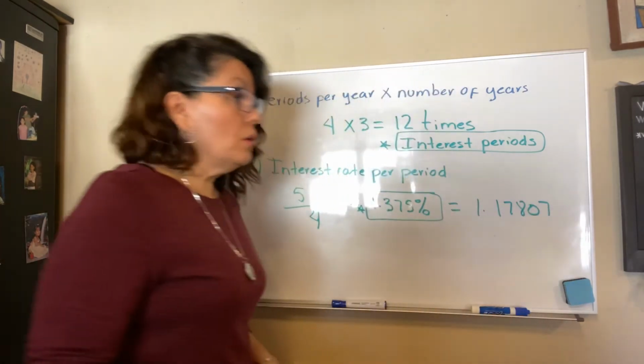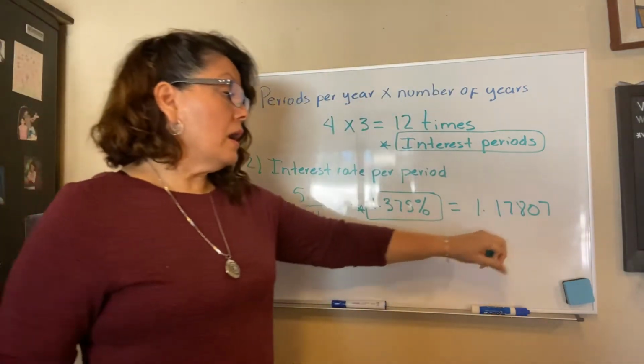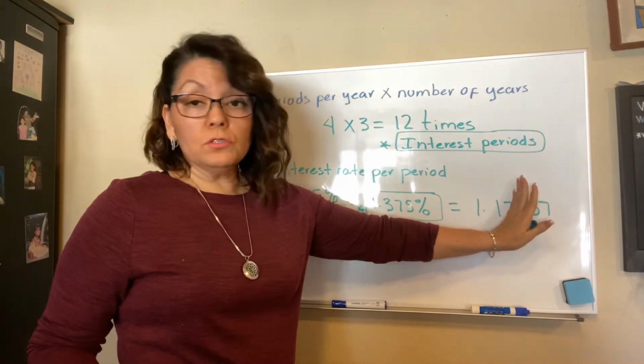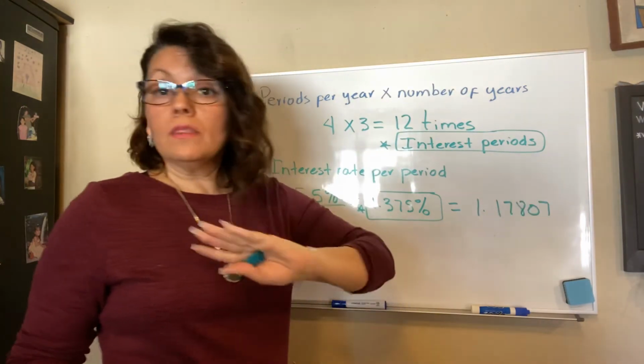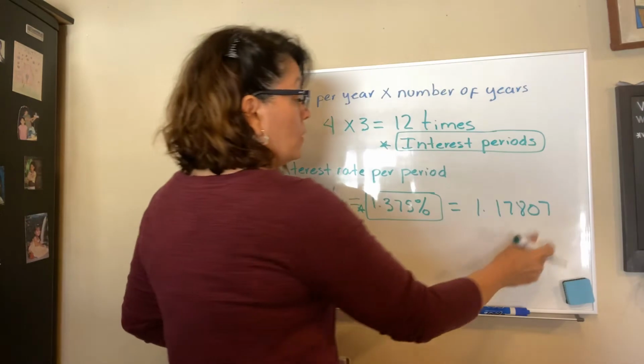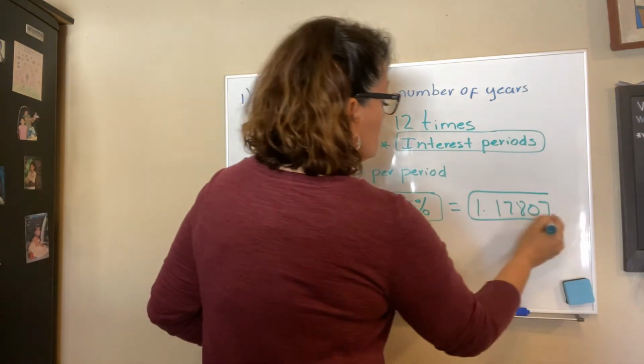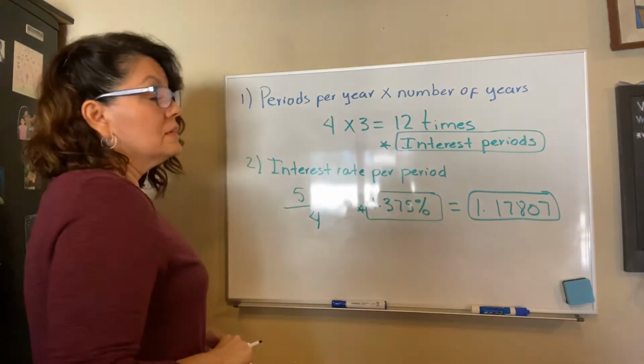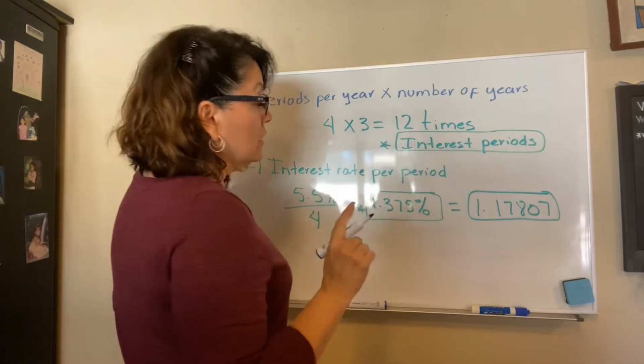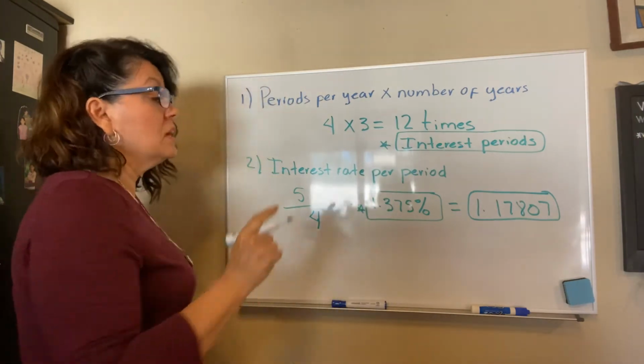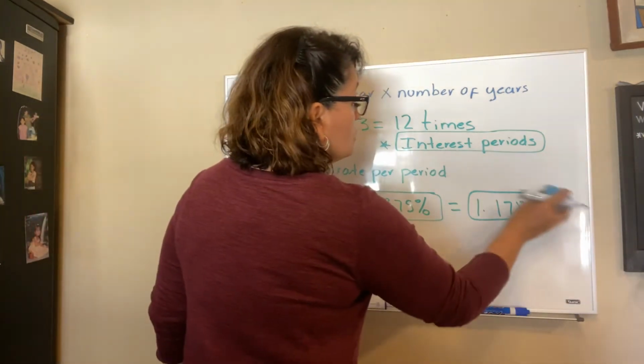1.17807. You don't have to round it. You don't have to just use the first 2 decimals. We have to use the whole thing. Okay? So this one was just an explanation of how we use the table. In this case, you guys are not going to use the table, but I wanted you guys to know.